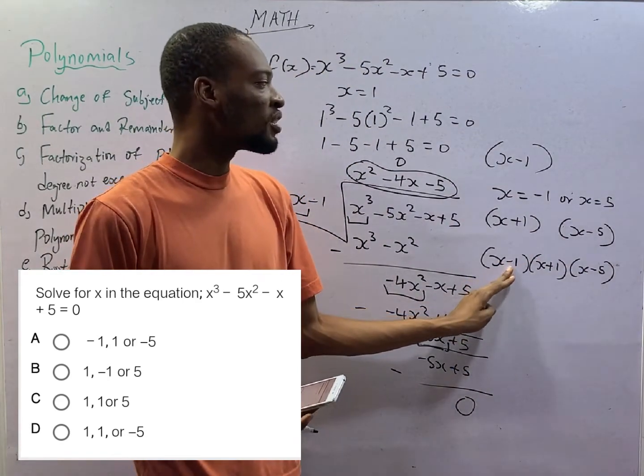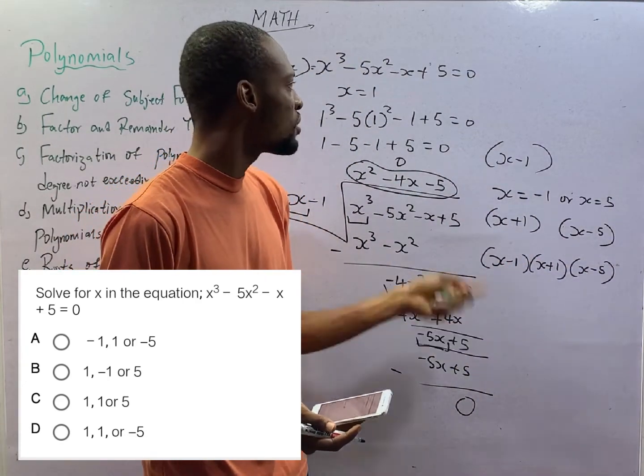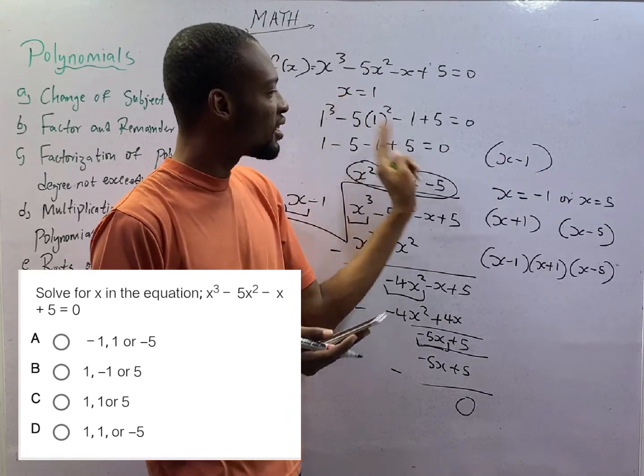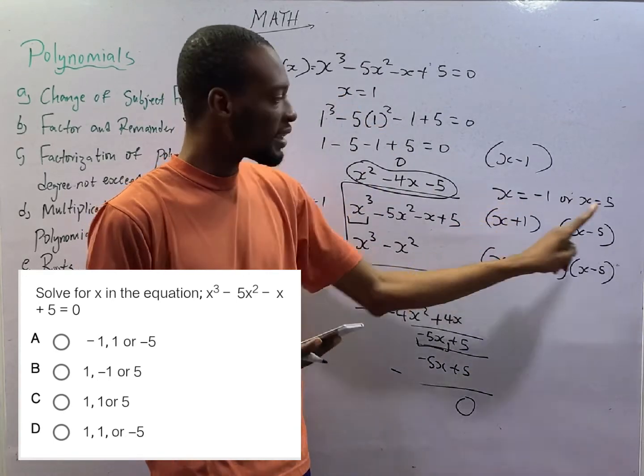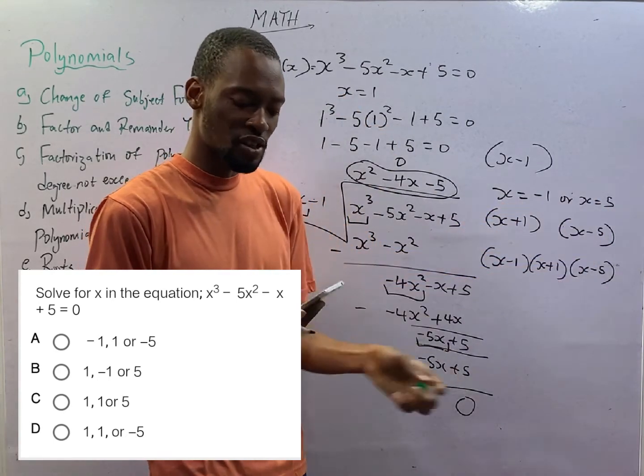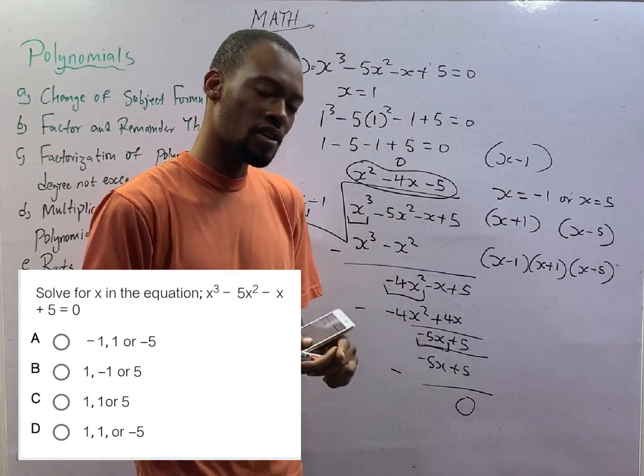And if you are looking for the particular values of s, they will simply be s equals 1, s equals minus 1, and s equals 5. That is option B being the correct option.